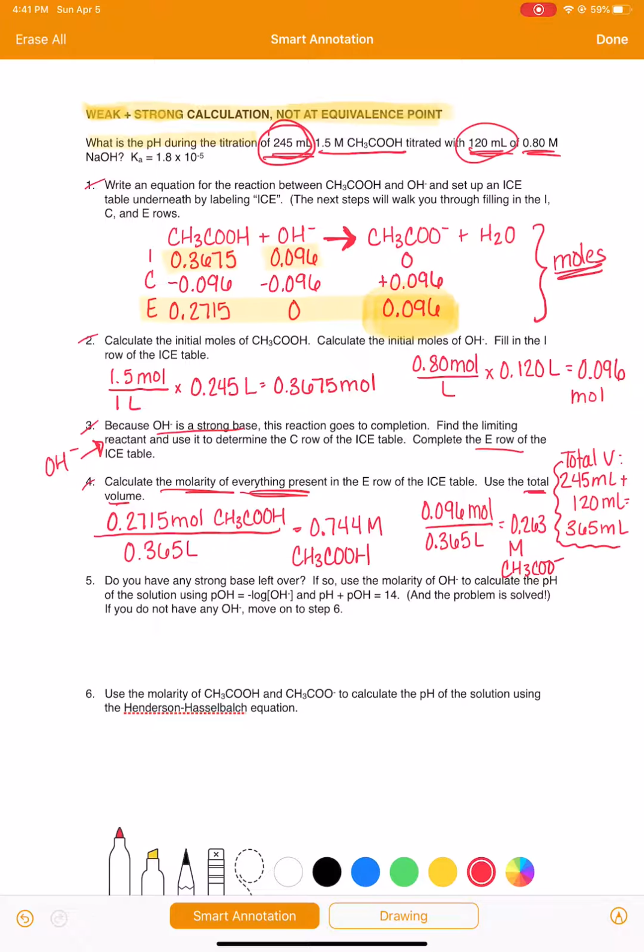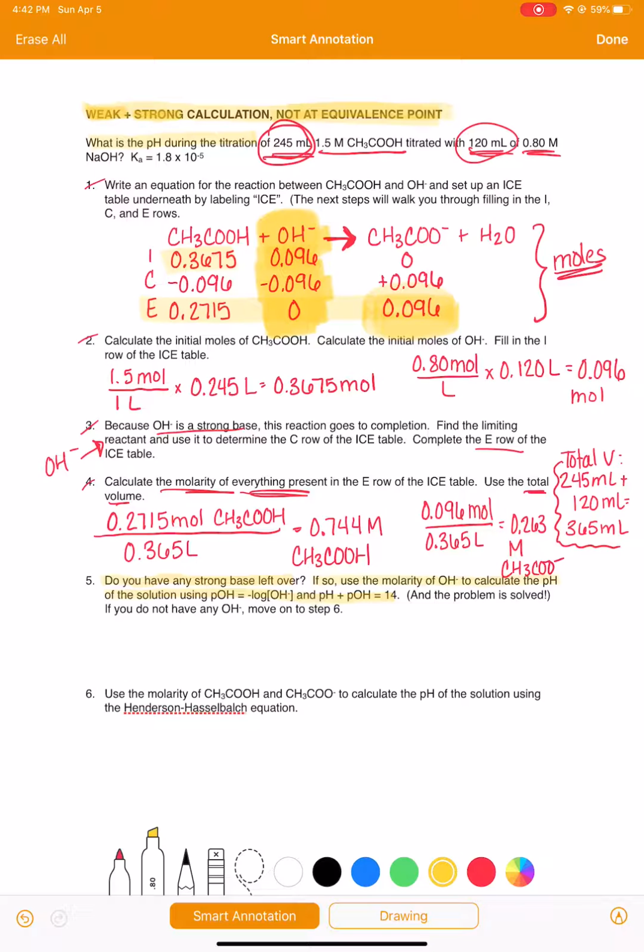Now step 5, we are actually already ready to calculate the pH. There are 2 possibilities here to calculate the pH. First possibility, do we have any strong base left over? If we go up to our ICE table, we find our strong base, do we have any left over? We do not. We ended with 0 of the strong base. But if we did have strong base left over, we would use that amount to calculate the pH of the solution. And that would be it. We would be all done. That would be very, very easy.